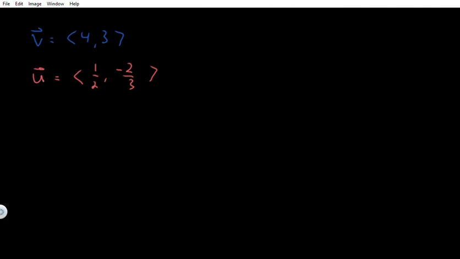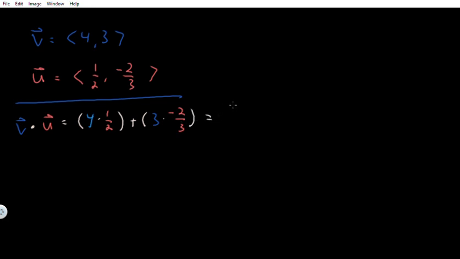Now let's see if they're orthogonal, and the way we would check this is using our definition with the dot product. I would have to find the dot product of these two. So let's go ahead and do that. V dot u is equal to 4 times 1 over 2. I'm going to keep doing this color scheme because it's an easy way to remember it. 4 times 1 over 2 plus 3 times negative 2 over 3.